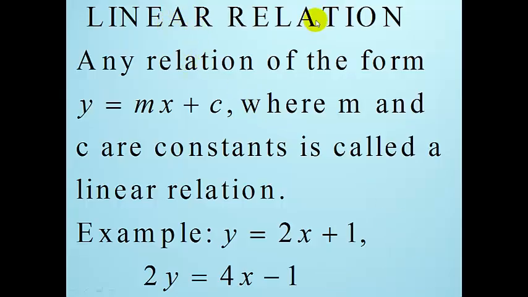Now with the linear relations, any relation of the form y equals mx plus c, where m and c are constants, is called a linear relation. An example, we have y equals 2x plus 1, and we have 2y is equal to 4x minus 1.